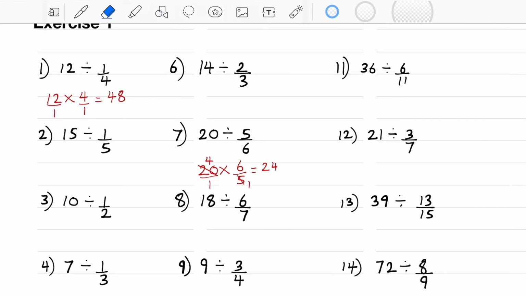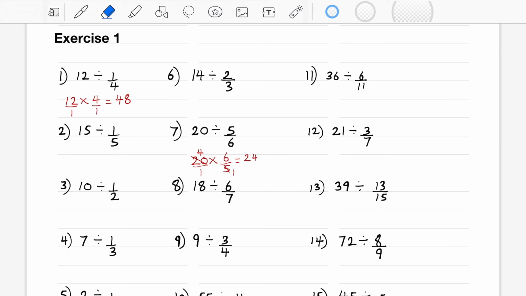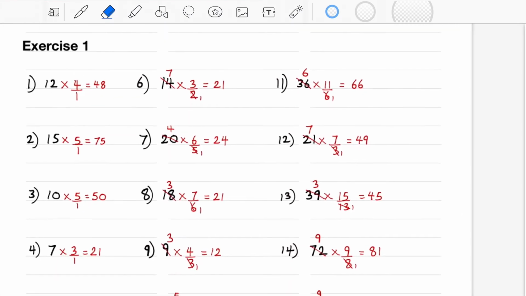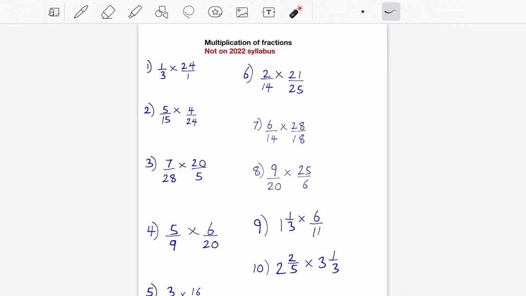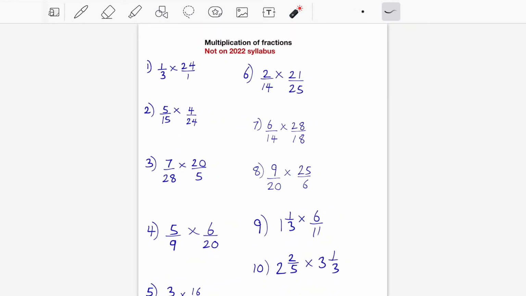Okay, so I think that you all understand. So go ahead and try the questions. Okay, let's take a look at the answers. Alright, so let's take a look at multiplication of fractions by fractions.